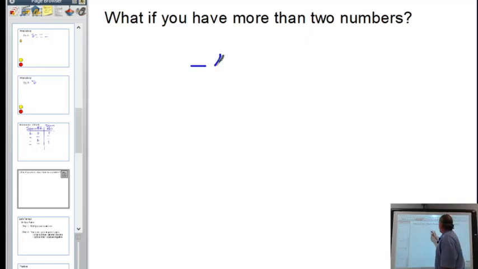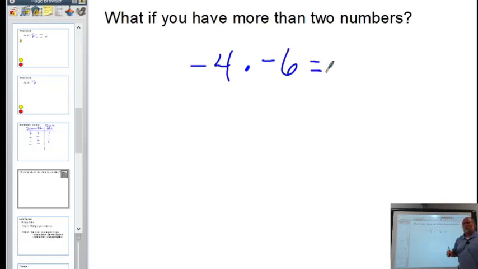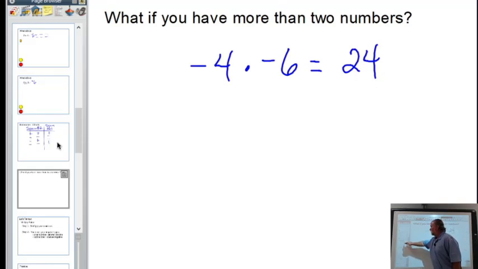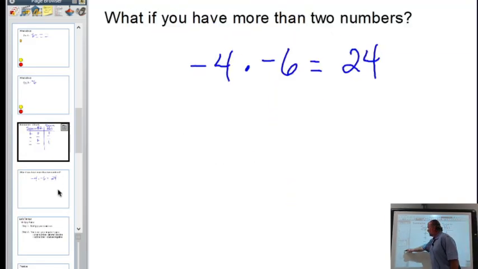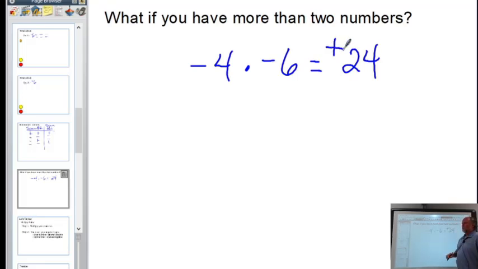If I had a negative 4 times negative 6, well, we know 4 times 6 is going to give me 24. And back on our chart, a negative times a negative gave me a positive. So that would give me a positive 24 as my answer. And that's what we're basically doing. So what you think about when you're dealing with multiplication is you've got 2 basic rules. The first thing that we do is we multiply. We just straight multiply, just like we always have. And then we worry about our signs.